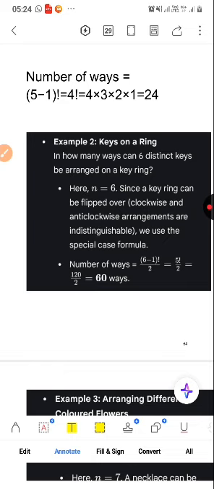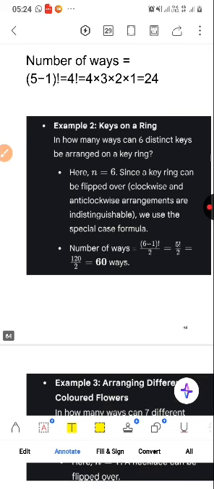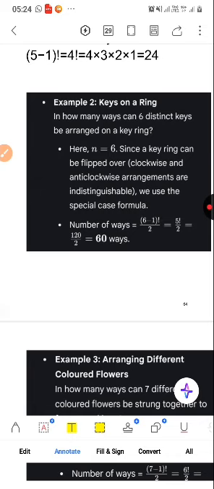But when you consider cases of keys and beads on a string, anytime a key undergoes clockwise rotation, one permutation is obtained, and if it undergoes counterclockwise rotation, just the same permutation is obtained. So with this one, just understand that you have to use the circular permutation and then divide it by 2. So here we have: in how many ways can 6 distinct keys be arranged on a key ring? How many keys? Please, they should all be distinct.